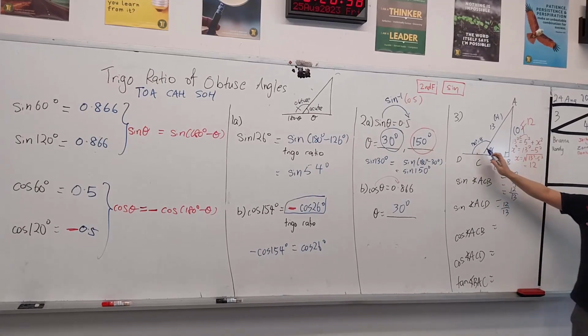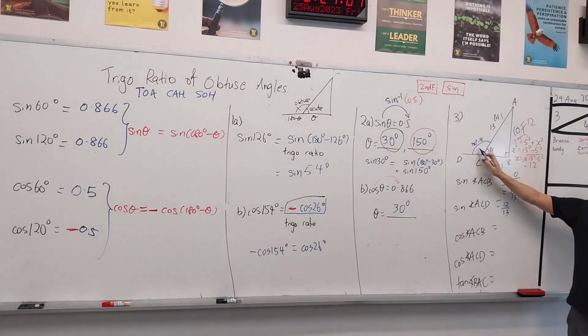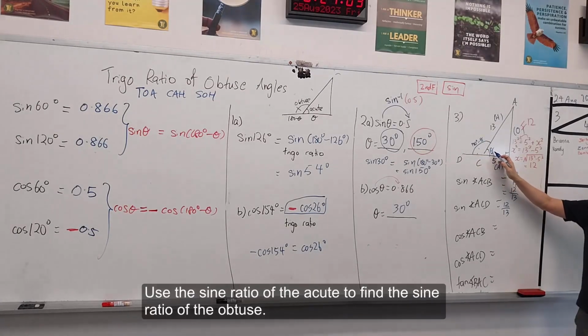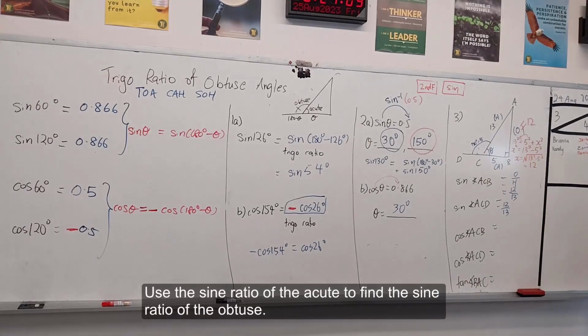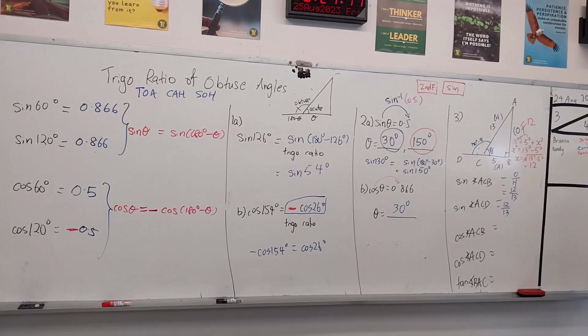How do I get that? To get the sine ratio of the obtuse, you just use the sine ratio of the acute. Opposite over hypo, still 12 over 13. Because the sine of the obtuse and the sine of the acute are equal in value as long as they add up to 180. Okay, last two already. I use red color for these two.